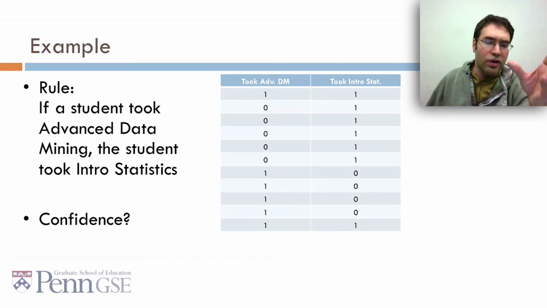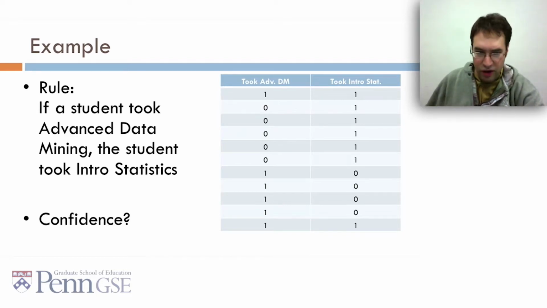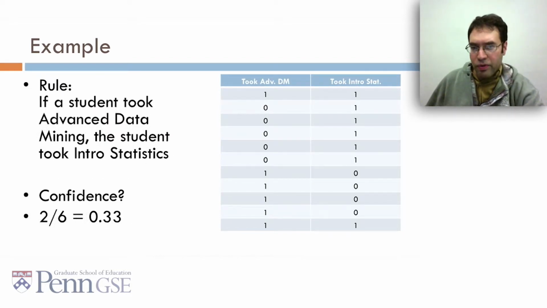Same example as before. We can say, what's the confidence? Well, to find the confidence, we're first going to look at the students who meet the if condition. Did the student take advanced data mining? And of those, there are 6. Then we'll say, how many of those 6 also took intro stat? And it turns out that 2 did. So 2 out of 6 is 33%. So we have a higher confidence than we have a support.